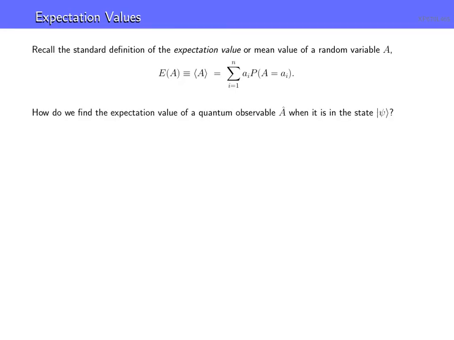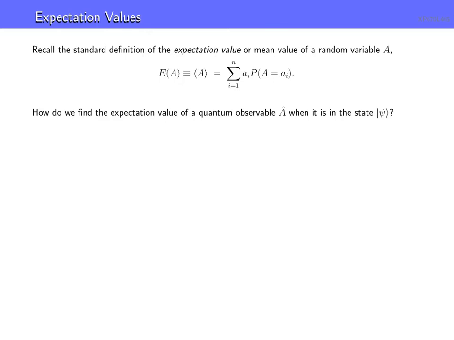Now, the question is, how do we do this if we have an object that's in the state psi, some arbitrary state psi, and we want to know what's the average value of A that this state has. Another way to think about that is if we ran an experiment measuring in the basis of A, and we took all the possible outcomes of the observable A, what would be the average value? That's what we'd be doing.